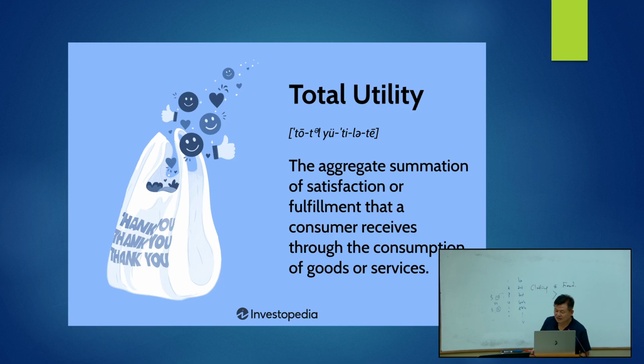And then how do we define total utility? Total utility, even if it is cardinal or ordinal, is total utility. The aggregate means the sum. So it is the aggregate summation of satisfaction or fulfillment that the consumer receives through the consumption of goods and services. So total utility is the total sum.